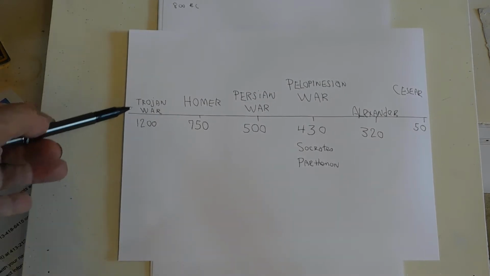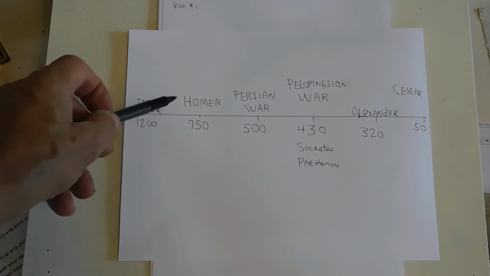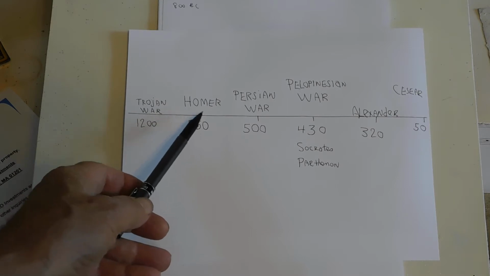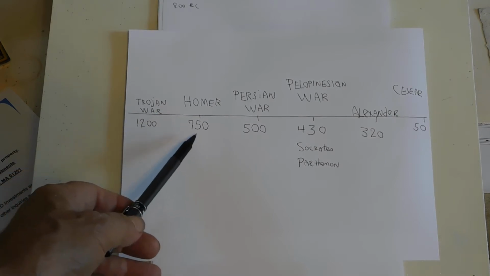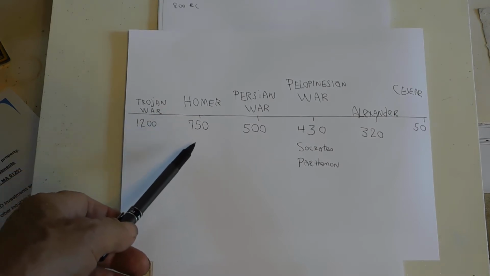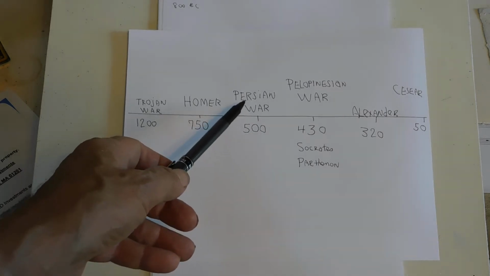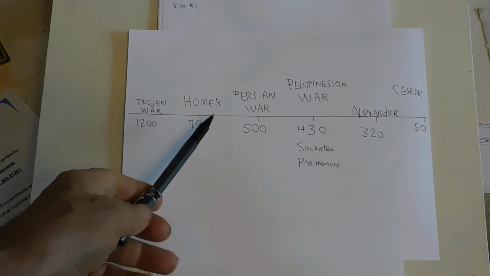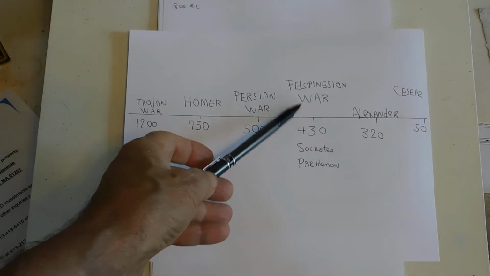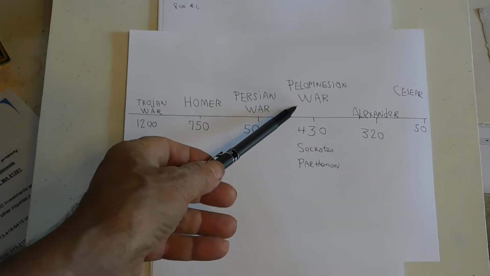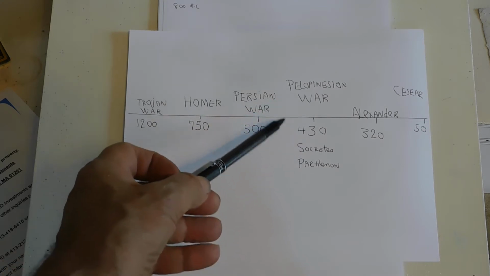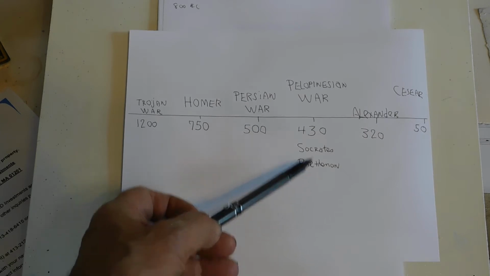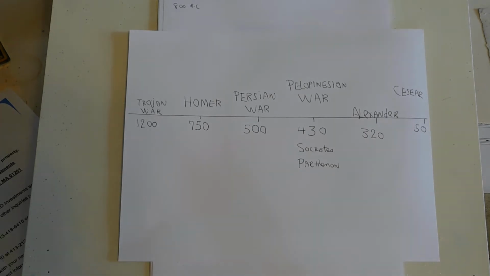The Trojan War was 1200 BC. Homer was 750. That means that Homer wrote the stories of the Trojan War several hundred years after they occurred. In 500 was the Persian War, which I know that you're reading about because you have that book about the ancient wars. In 430 was the Peloponnesian War between Athens and Sparta. It was often referred to as the Golden Age. It's the time of Socrates. It's the time that the Parthenon was built.